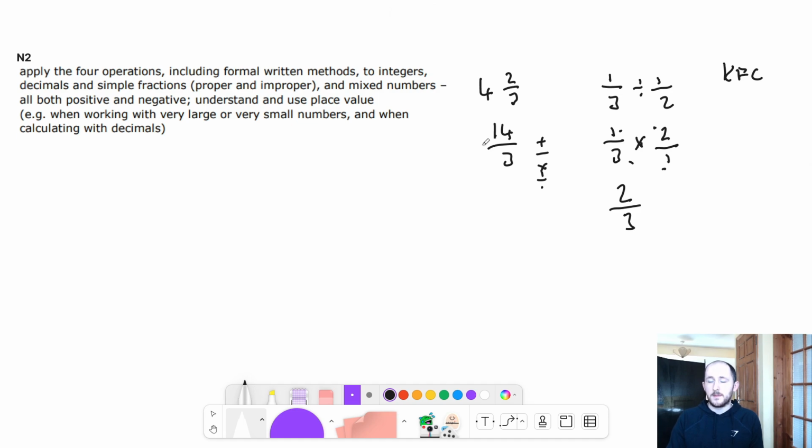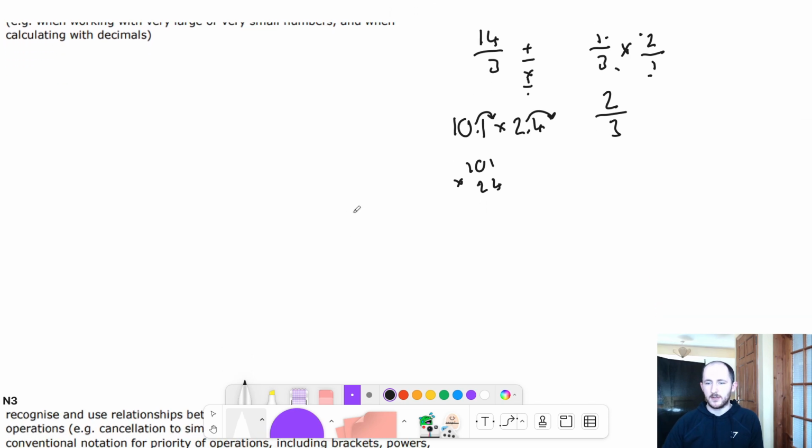Okay. With decimals, you can do a little trick. So if you have like 10.1 times 2.4, what you can do is actually just remove the decimal point and just work out the answer 101 times 24. Once you work that out, you can put the decimal point back in. So since I moved this decimal point twice, right, once for each number, I'll then move it back twice in my final answer.